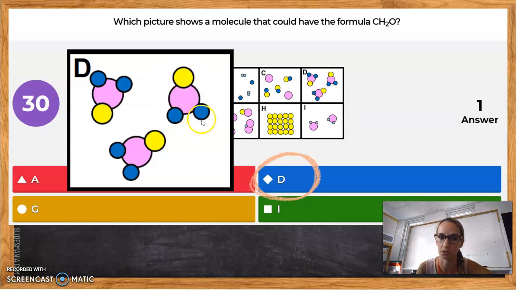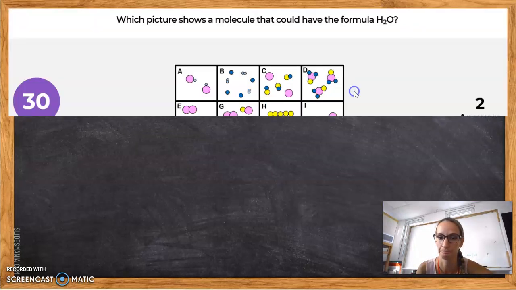This is the only option where you had a molecule that had 1 of one element, 2 of a second element, and 1 of a third. So it's the only one that could be CH2O.